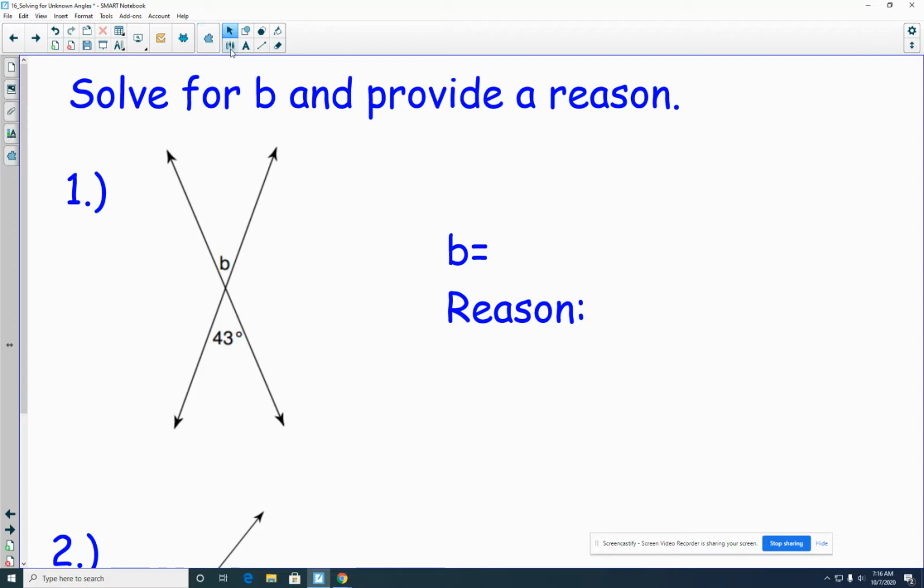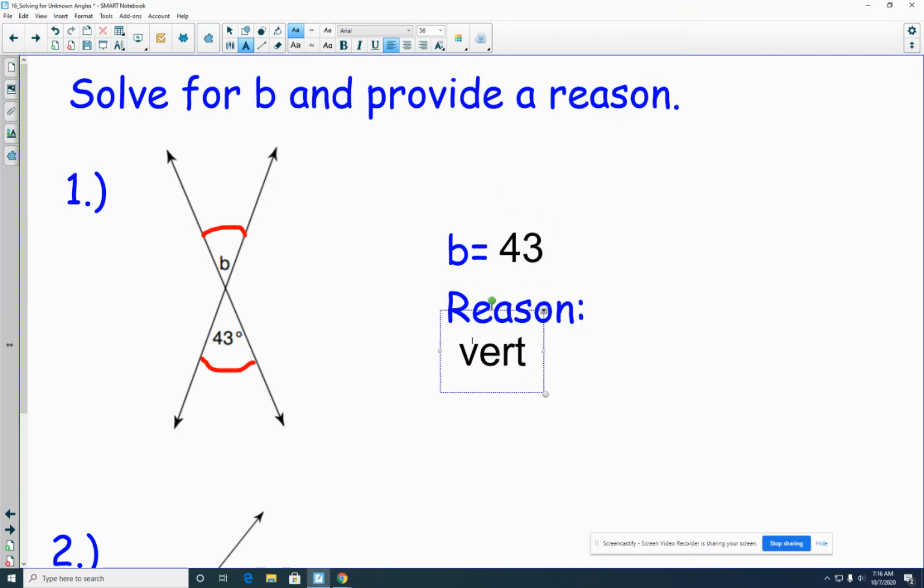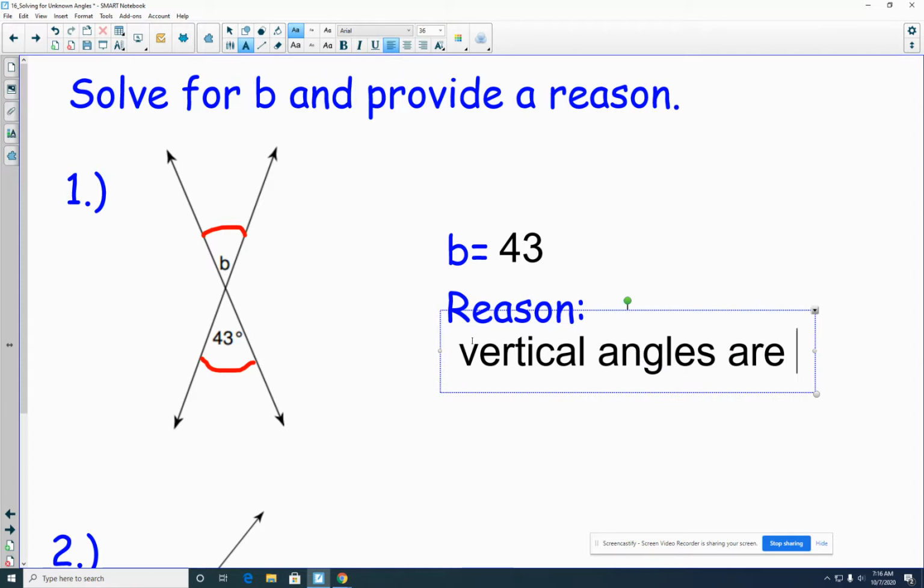Okay, so we take a look at this diagram, and we should be thinking I see angles that are opposite each other formed by straight lines. That means that they're equal because they are vertical angles. So here, B would equal 43. Your reason? Vertical angles are equal.